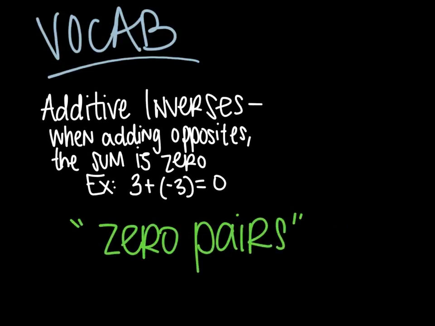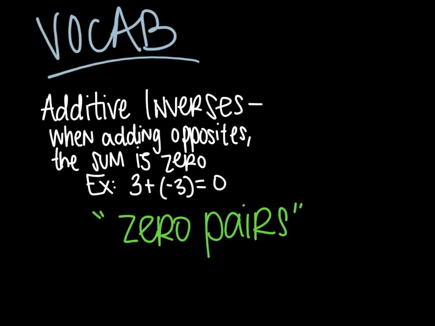Another word you might be familiar with is zero pairs. Zero pairs are essentially additive inverses because you are canceling them out, because you have a positive and negative. So zero pairs is another word that pretty much means the same thing.